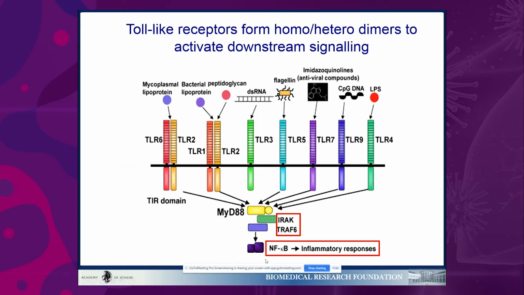This is very important when I talk to you about how we studied innate immune processes in the laboratory. This is the central pathway that all toll-like receptors activate, and that leads to the activation of NF-kappa-B and inflammatory responses. However, the whole picture is much more complex.